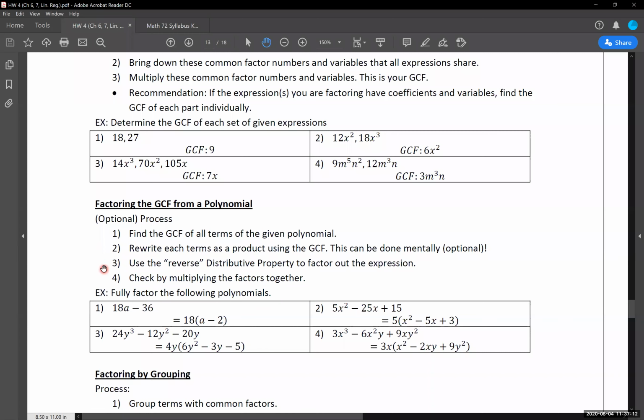And then use the quote-unquote reverse distributive property to factor out the expression. Meaning I'm going to take that greatest common factor that I found in our first step, and I'm essentially, lots of air quotes here, dividing each of the terms by that greatest common factor. The difference being we are still going to include and have the greatest common factor written out in our final answer. We're just going to see a bigger, longer mess of things written out.